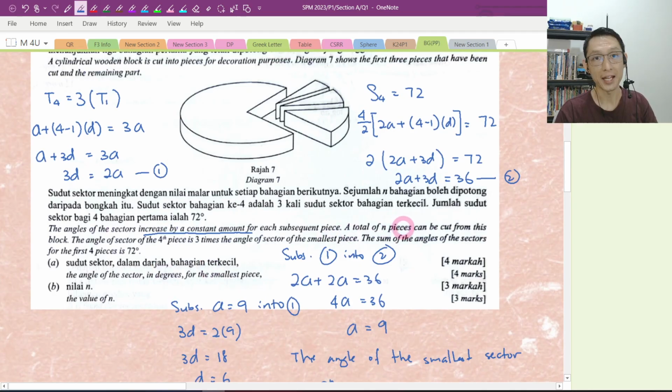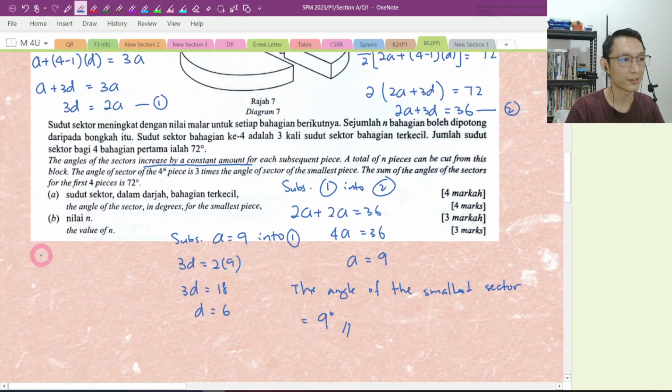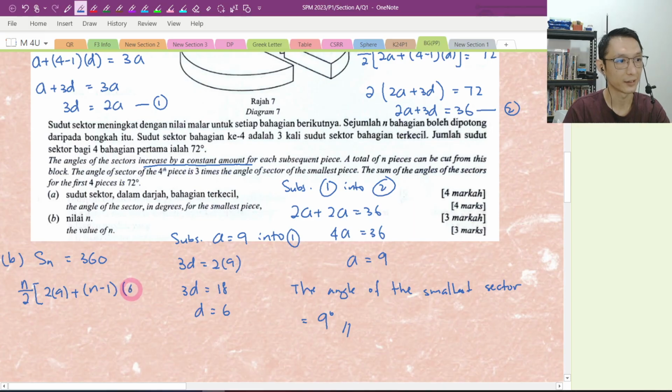A total of n pieces. So we know that the total must be 360 degrees, right? So it means that Sn, so this is part B, Sn is equal to 360. So for Sn, use the Sn formula for AP. n over 2, I don't know n, I want to find n. 2a plus n minus 1 times d. Okay, you will get 360.